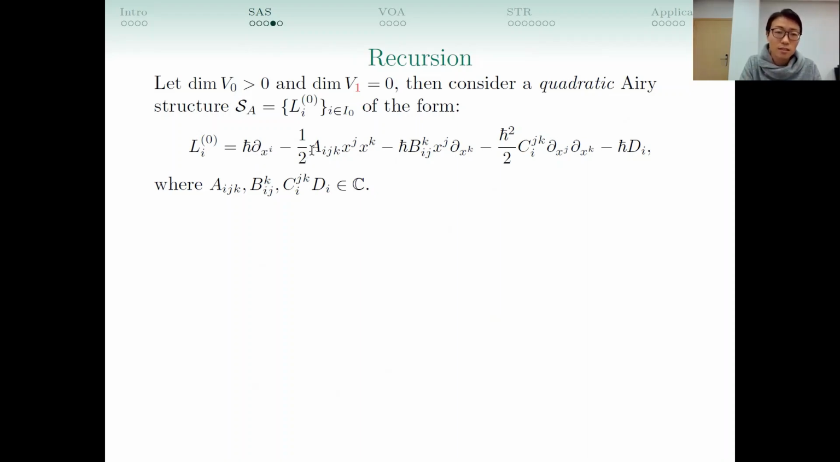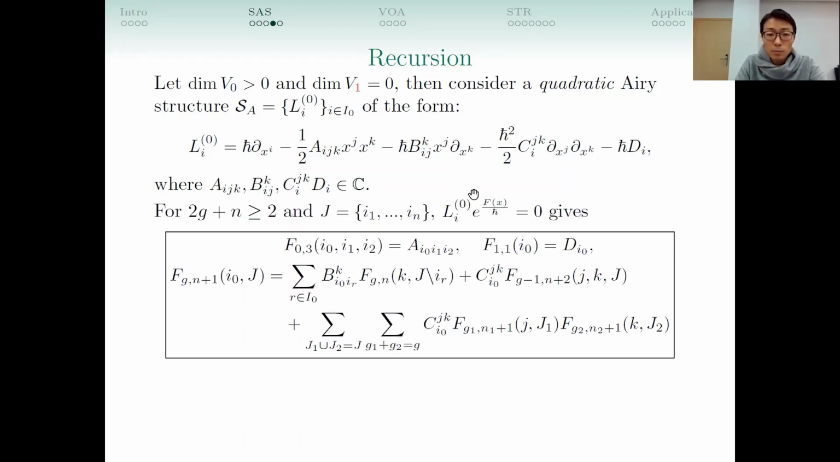In this case, it turns out that your differential operators can be characterized by 4 types of coefficients, A, B, C, and D, and they're all complex numbers. And for example, this one, you have 2 x's, so degree 2. You have h bar d/dx, and you have x as well, so this is also degree 2, and similarly, C and D term as well.